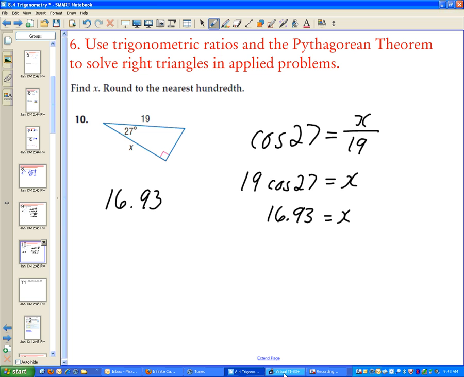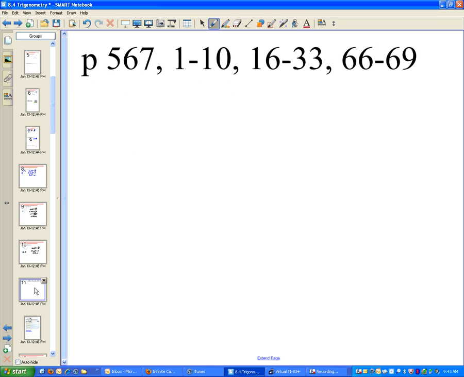Now, with some practice, you can get really good at these. Okay? But it's going to take practice. Every now and then, you're going to use sine when you should have used cosine or whatever. So take your time, be careful, get them right.